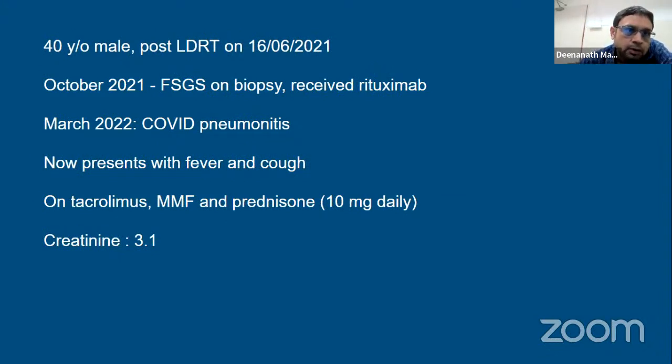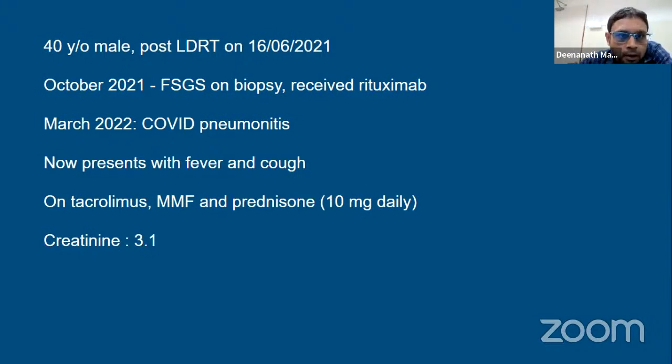So next we have a 40-year-old male who has undergone a living donor renal transplant in June of 2021. In October, he developed evidence of FSGS on biopsy. So he received rituximab. In March, he had COVID pneumonitis, and now he presented with fever and cough. He was on tacrolimus, MMF, and 10 milligrams of prednisone per day. His creatinine, his new baseline, was around 3.